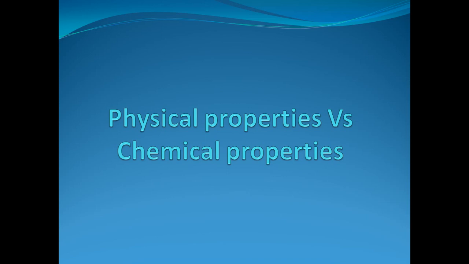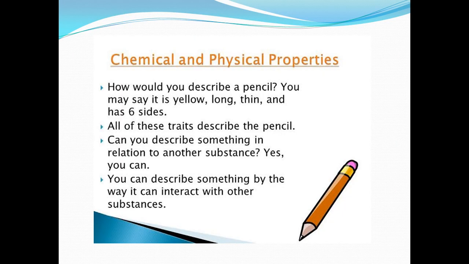Let's continue our curriculum with the first video, and we're going to speak about the physical properties and the chemical properties. Who can tell me how you can describe this pencil? Yes, you can say that it has yellow color. What about its length? It is thin. Excellent. It has 6 sides.